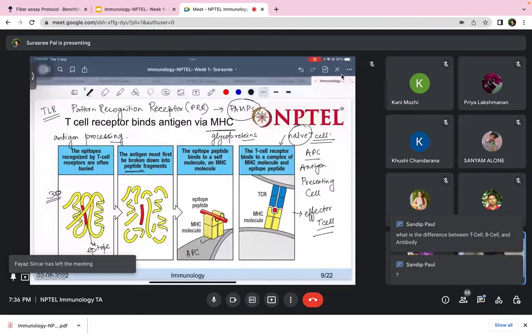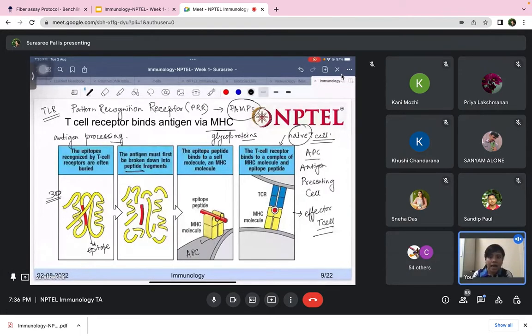What is the difference between T cell, B cell and antibody? T cell and B cell are different types of lymphocytes, and antibodies are actually the B cell receptors, the receptors on the B cells which are secreted by the B cells, and when they become soluble they are known as antibodies.